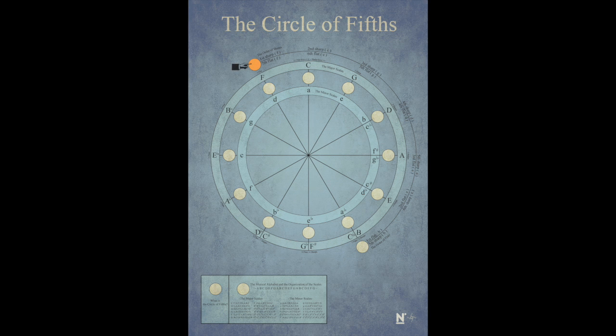The order of sharps is a series of 7 letters running from left to right along the outer ring of the circle of fifths. It is made up of the letters F, C, G.